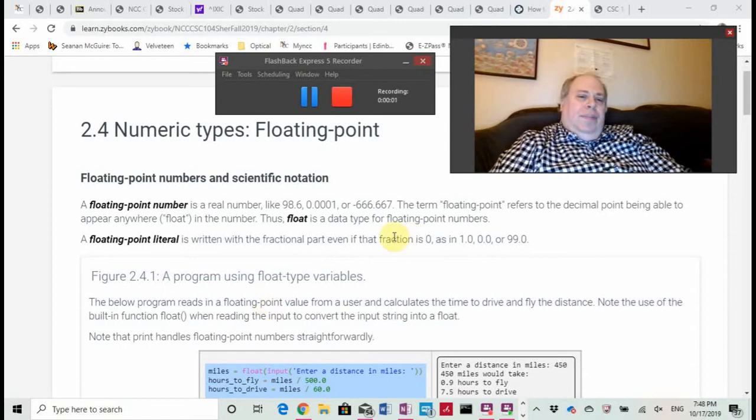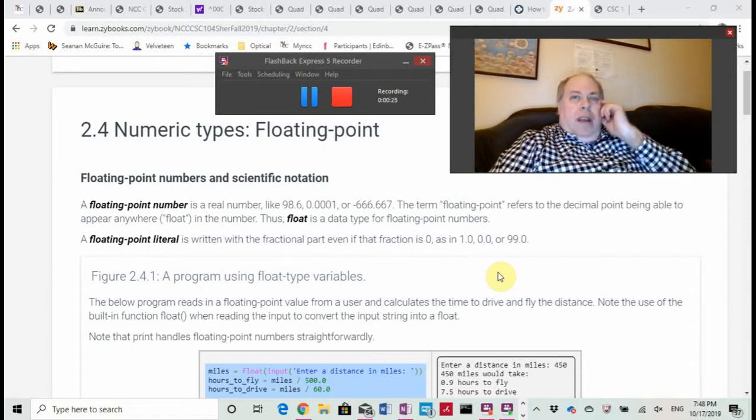Hi guys. Now, this lecture is going through section 2.4, floating point. Okay? Now, floating point numbers are used primarily to hold measurements as compared to integers, which hold counts.